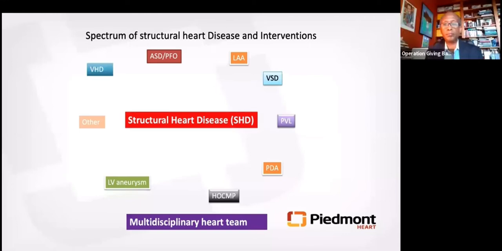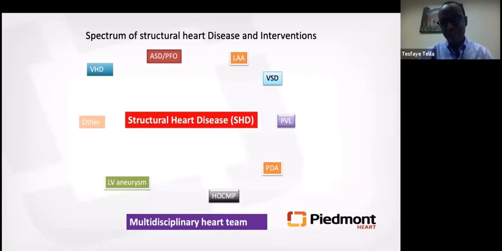I'll just briefly go over what we did last time, and then proceed to the aortic space. Last time we were trying to introduce the field of structural heart disease, and we said it is a spectrum of interventional procedures that are performed in the non-coronary space in the heart, in the heart structure, excluding coronary artery interventions.